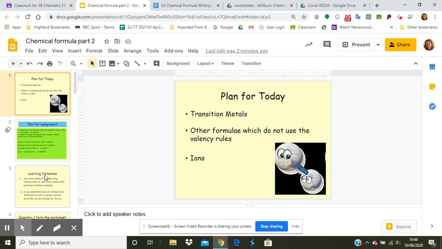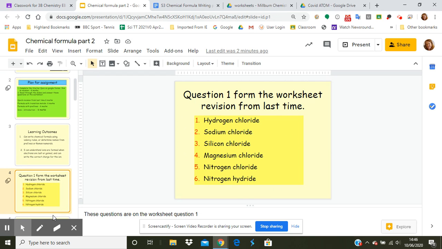That's the learning outcomes there. But the first thing I'd like you to do, there is a quick quiz for you to do, and it's revision. It's things like mass number, the notation, atomic number, working out the protons, electrons, and neutrons. If we had been in class, we'd be doing that a lot. And then a little bit of revision here of writing formulas from the last assignment. This is on the worksheet, so it's exactly the same questions on the worksheet, so just go through them.